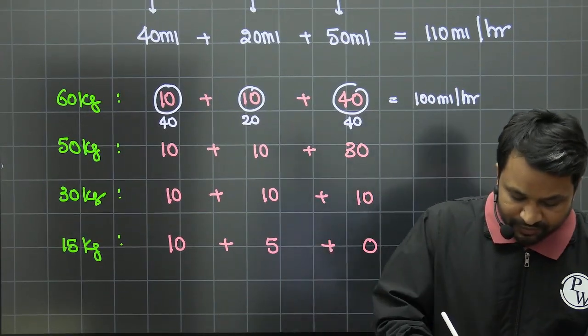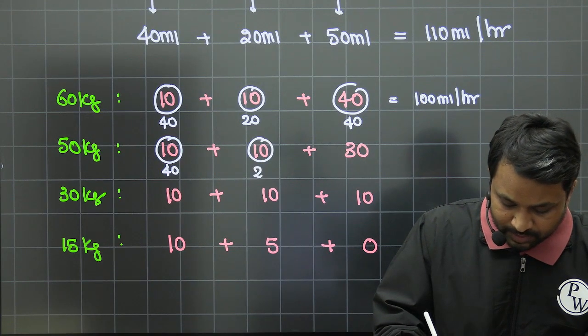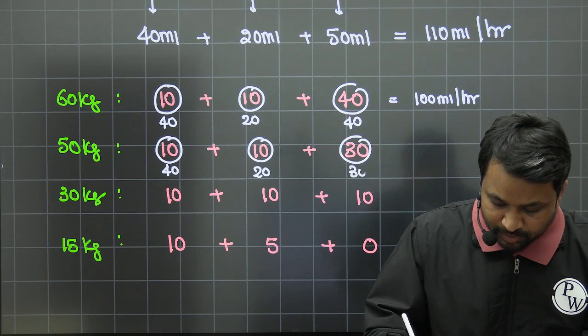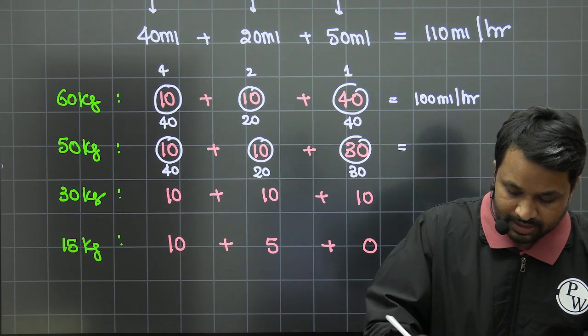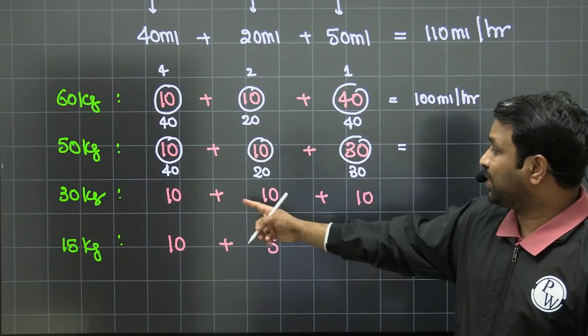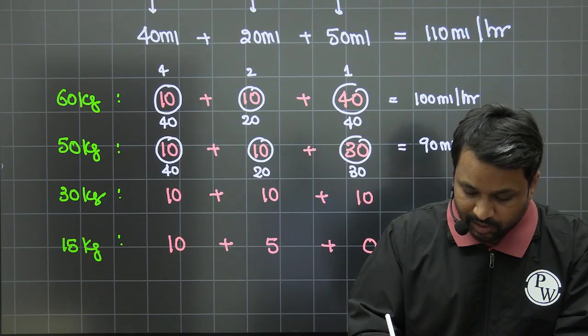If you have a 50 kilogram patient, the first 10 kilograms is again 40 here. The second 10 kilograms is 20. Rest of the body weight is going to be 30 here at the rate of 1 ml per kg, right? That's what we're following. So 40 plus 20, 60, 60 plus 30 is 90. So this is going to come out as 90 ml per hour.